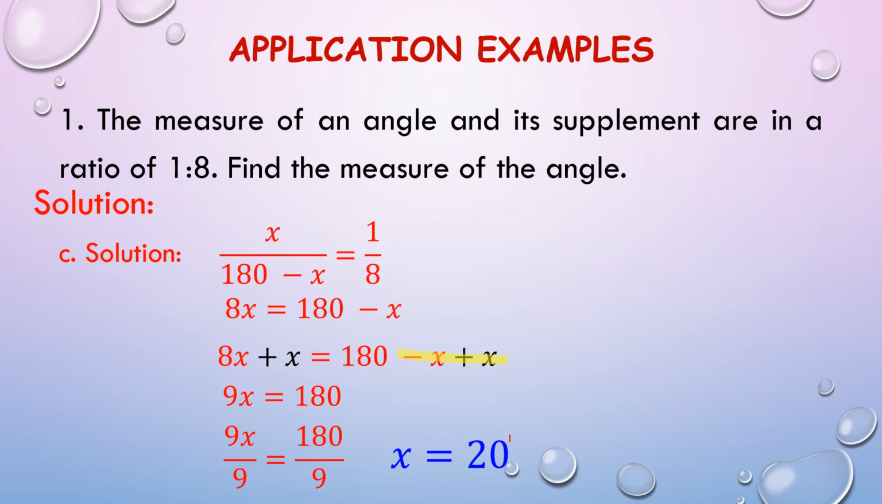We forgot to write the degree symbol here. Okay, let's use blue. Alright, it's better. 9 divided by 9 is 1, and copy x. And 180 divided by 9 is 20. So our answer is 20 degrees. This is now our final answer: 20 degrees is the measure of the angle.